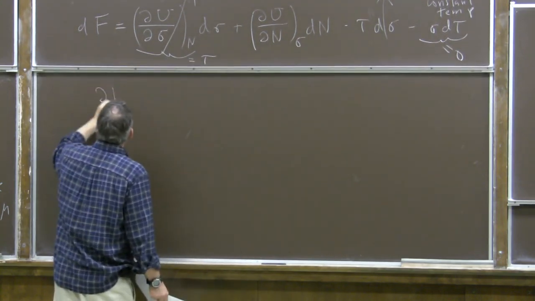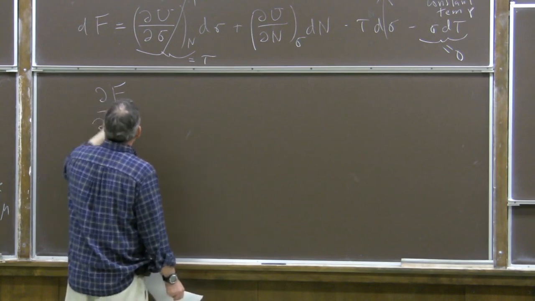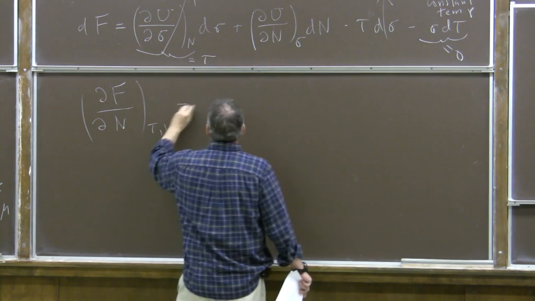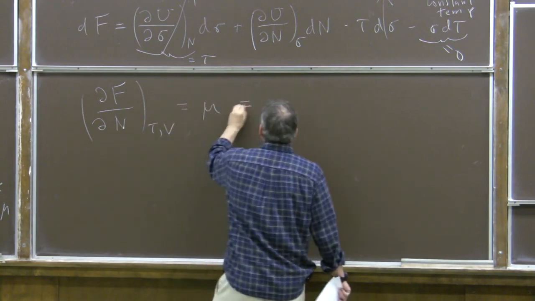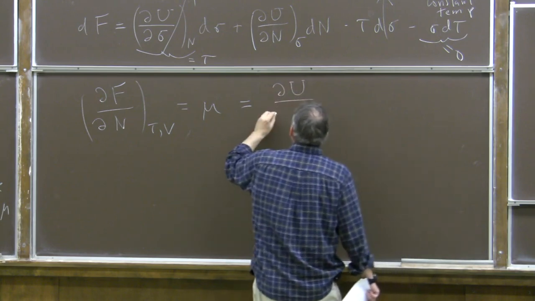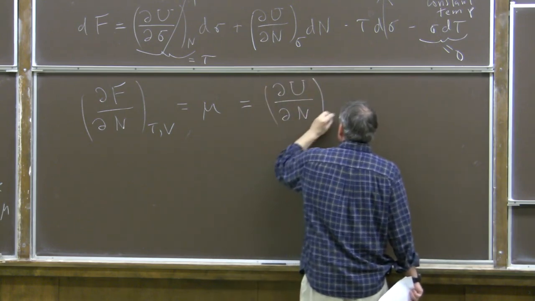So since dF/dN with tau and volume fixed is defined as the chemical potential, we can equivalently say the chemical potential is the derivative of energy with respect to particle number with entropy fixed.